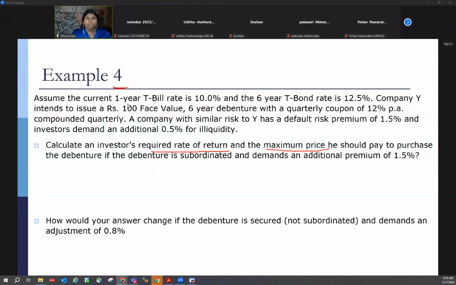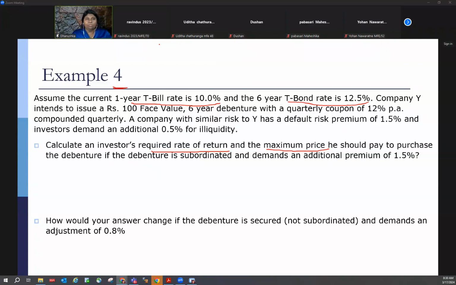So your 1 year treasury bill rate is 10%, right? 6 year treasury bond rate is 12.5. So we can do this two ways. The short way and the long way. I'll do this the long way so that we're doing it from basics, but you can remove one more step, right?